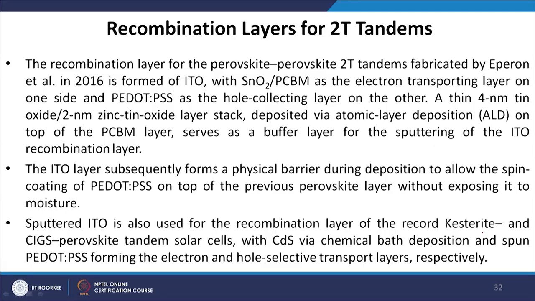Similarly, the recombination layer for the perovskite two terminal tandems fabricated by another group used ITO with SnO2 and PCBM as an electron transport layer. The ITO layer forms a physical barrier during deposition to allow the spin coating of PEDOT:PSS layer. And a sputtered ITO layer is also used for the recombination layer of the record kesterite and perovskite tandem solar cell, with CdS via chemical bath deposition. And then PEDOT:PSS, a hole transporting material, was spin coated, forming an electron and hole selective layer.